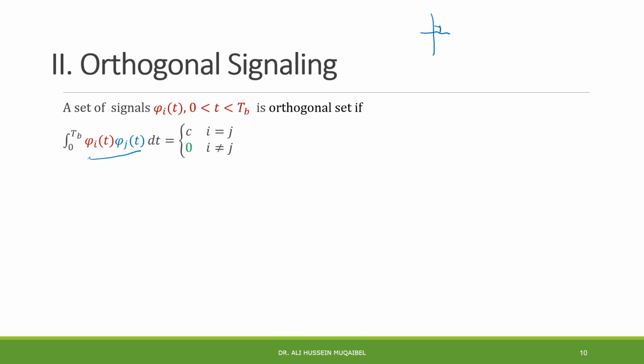So for a set of signals, phi sub i, within a range of time from 0 to capital T sub b, within the duration of the bit. So 0 to T_b is the duration of one bit.